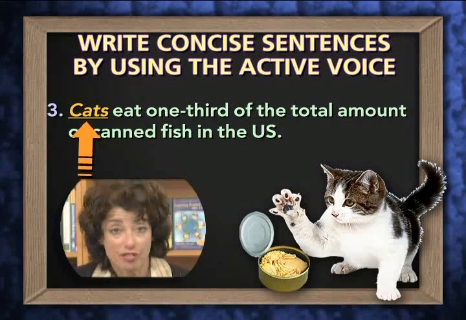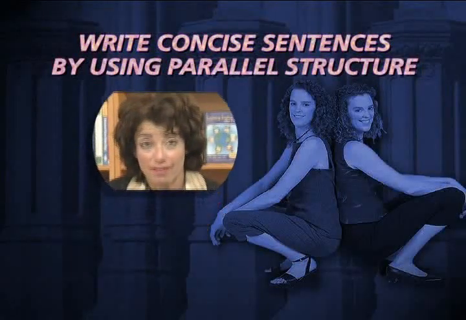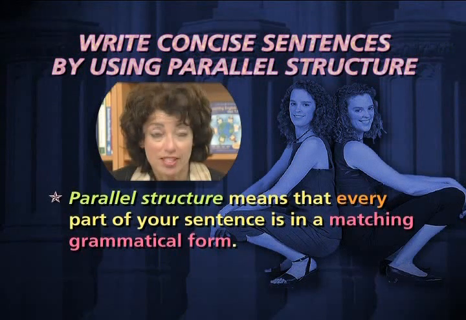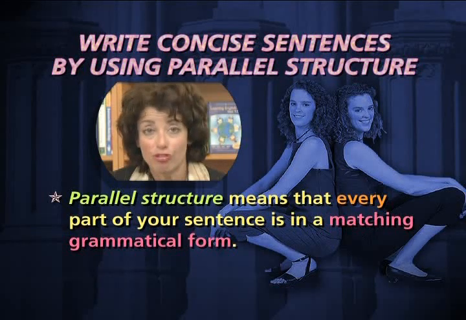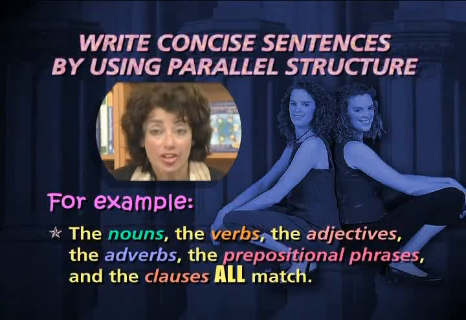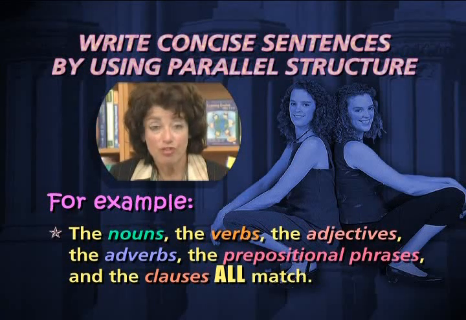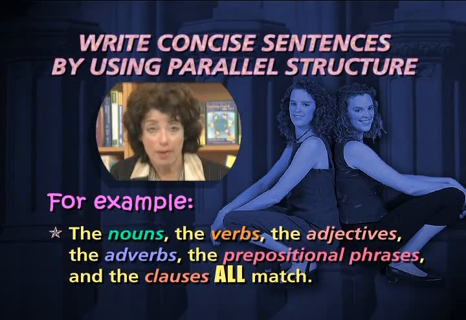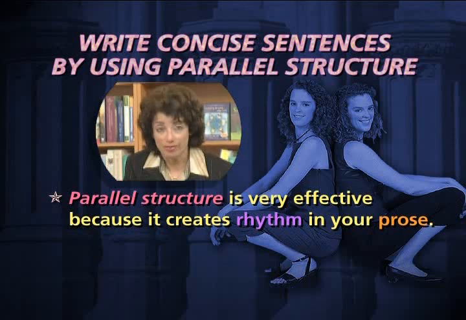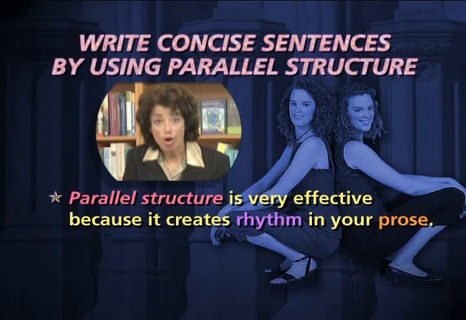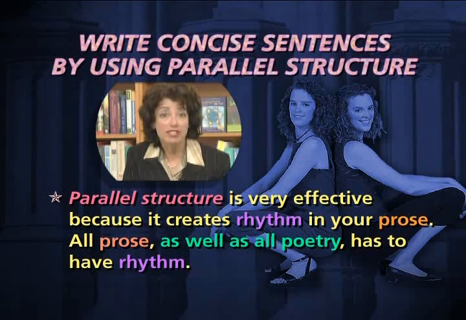An extremely effective way of writing concise sentences is by using parallel structure. Parallel structure means that every part of your sentence is in a matching grammatical form. For example, the nouns, the verbs, the adjectives, the adverbs, the prepositional phrases, and the clauses all match. Parallel structure is very effective because it creates rhythm in your prose. All prose, as well as all poetry, has to have rhythm. It makes your writing sound smooth.